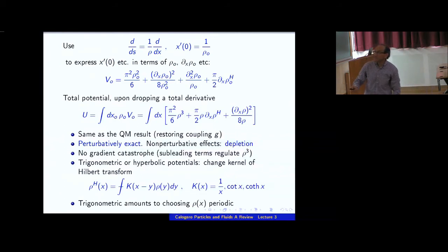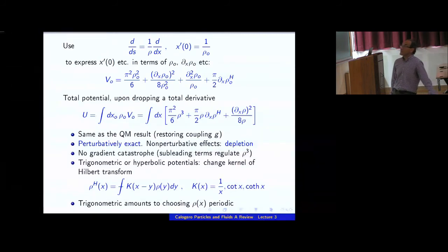I stress that this result is perturbatively exact. There are no other terms here. The higher Fourier modes would contribute terms that would behave like e to the minus n. They are exponential in n, the number of particles. Therefore, non-perturbative in 1 over n. And they are not important.